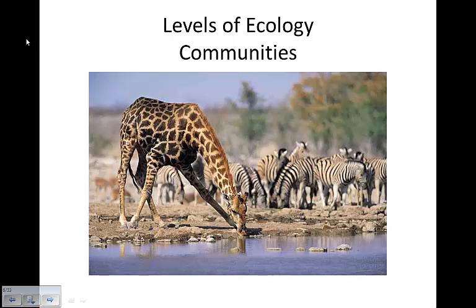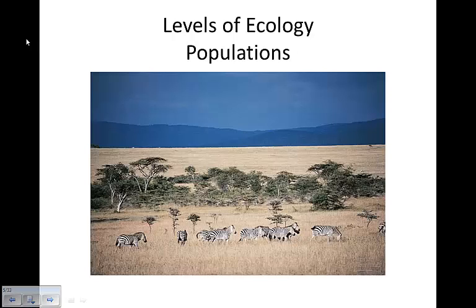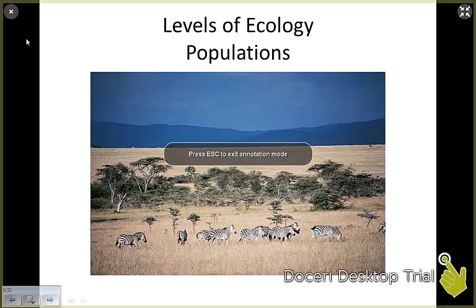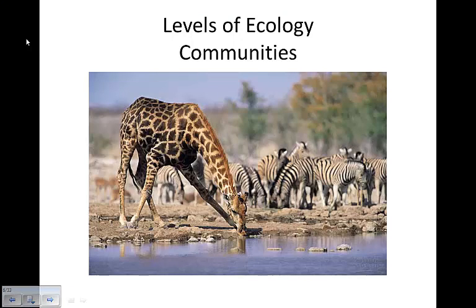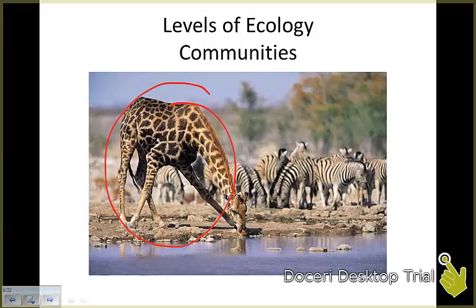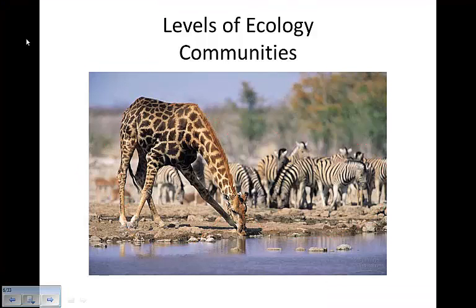The next level is community. Now we're looking at different species interacting, whereas in a population we're looking at the same species. Like in here, we are looking at the zebras. But at the community level, we have giraffes and zebras and whatever else, it looks like there's something sneaking in back here. So we have different organisms that make up the community, and we're looking at how those interact.